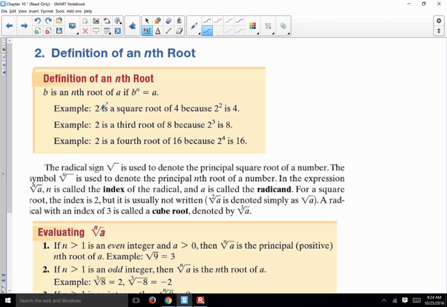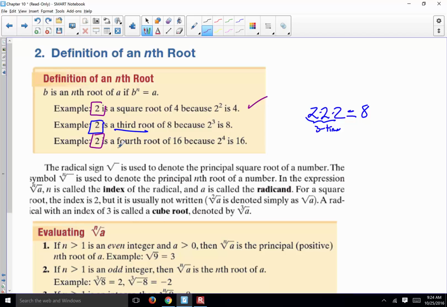Such as, here's an example. 2 is a square root of 4. We already saw that in the first 2 slides. Square root means you multiply by itself and get 4. Third root means you multiply a number 3 times by itself: 2, 2, 2. How many times? Look, this is 3 times. And you get the number 8. Then 2 is a third root of 8. We sometimes use the word cube root instead of third root. Okay?